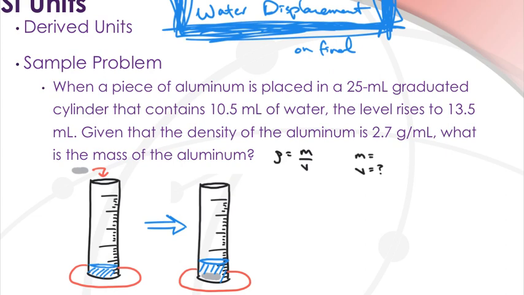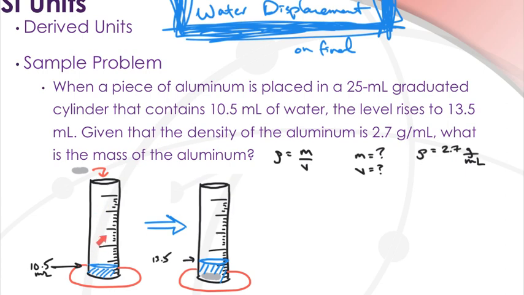All right, so there's some stuff we've got to figure out here. We've got our equation for density. Density is mass over volume. We are trying to solve for mass. What is the mass of aluminum? So I want M. I am given density, 2.7 grams per milliliter. And I'm given several things of volume. My initial volume was 10.5 milliliters, and the final volume is 13.5.